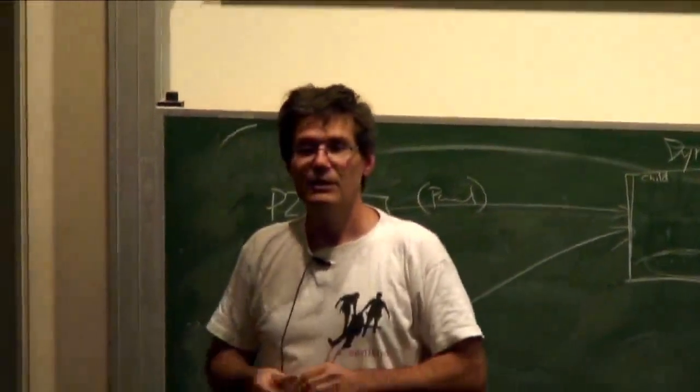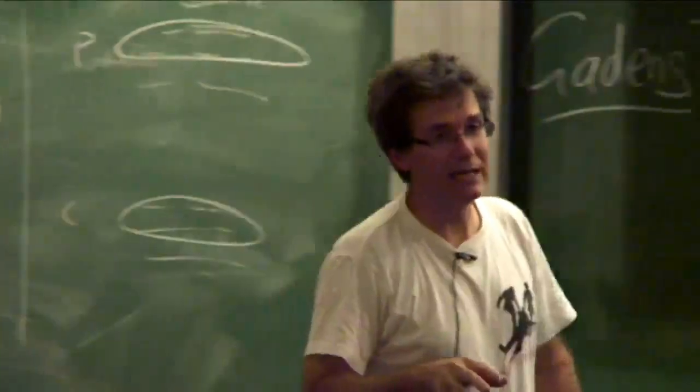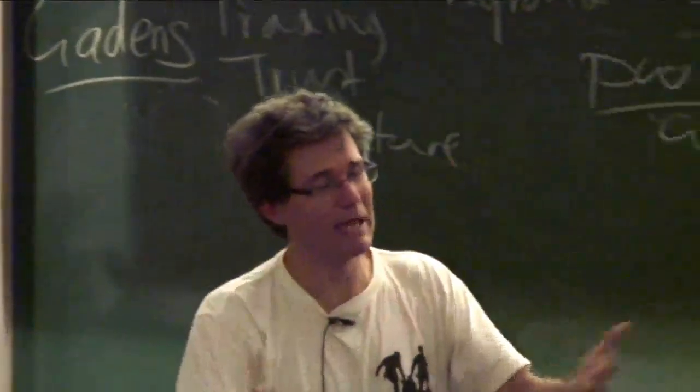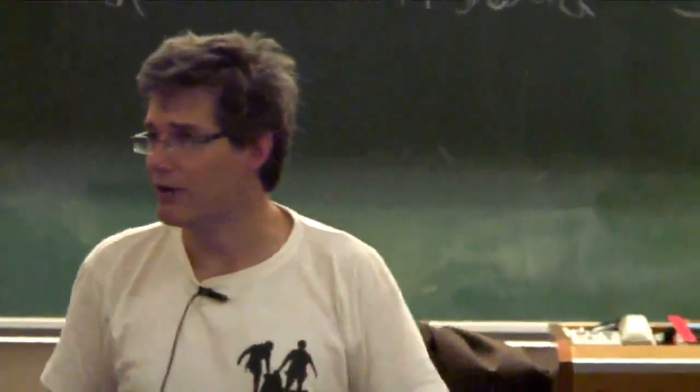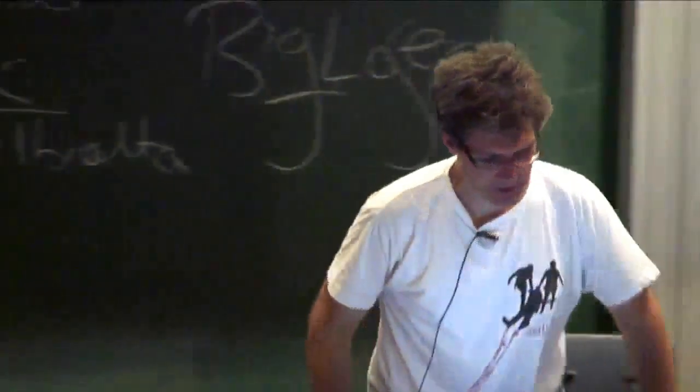Does that make sense? Shadowing is different to overriding, because overriding replaces it everywhere and shadowing just replaces it in the instance that you're actually looking at right now. And Java does shadowing for fields. It does shadowing for fields and does overriding for methods.